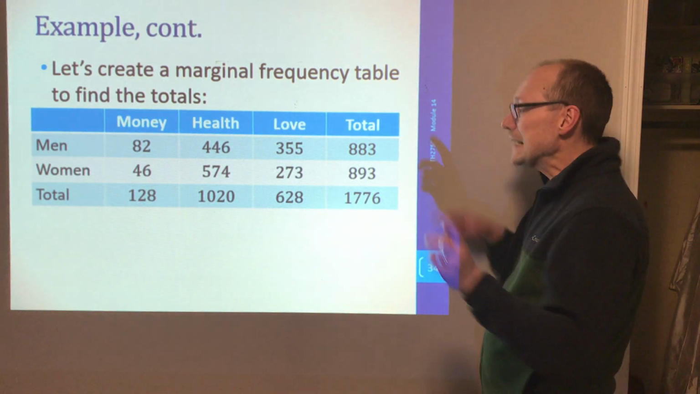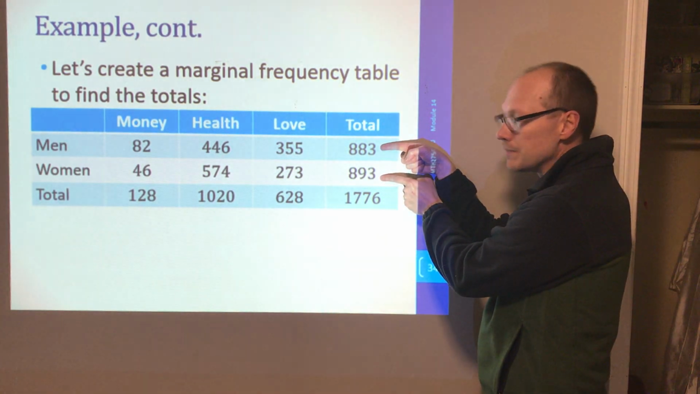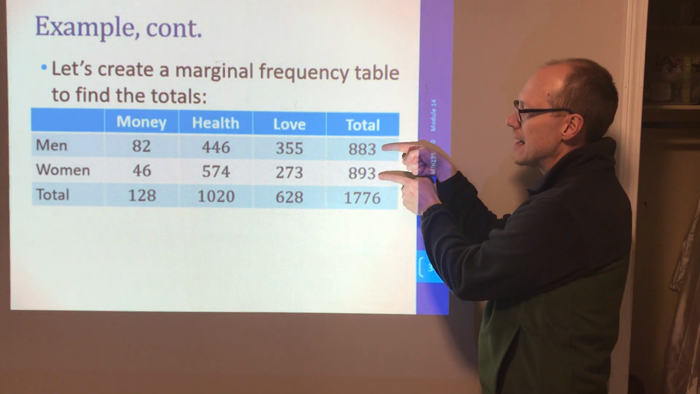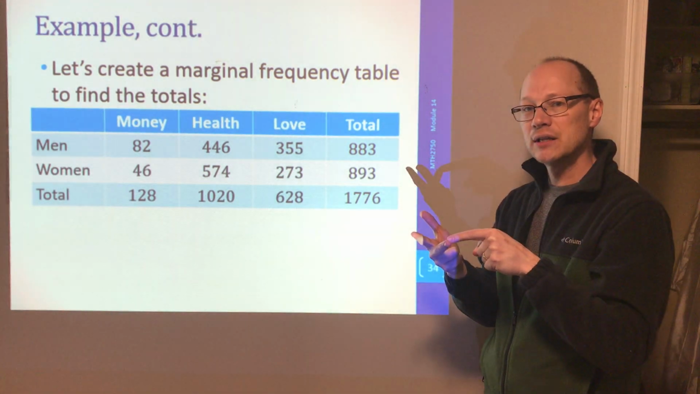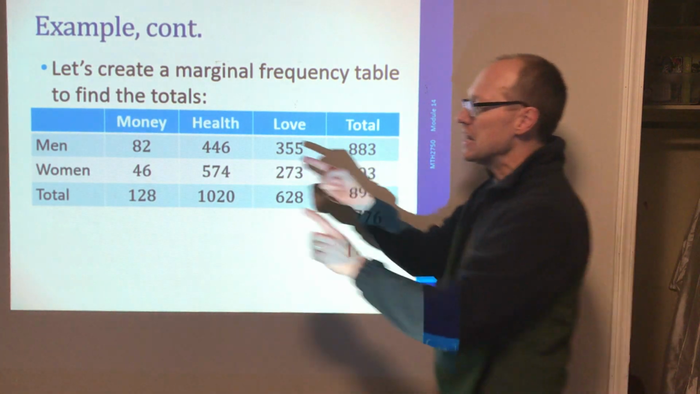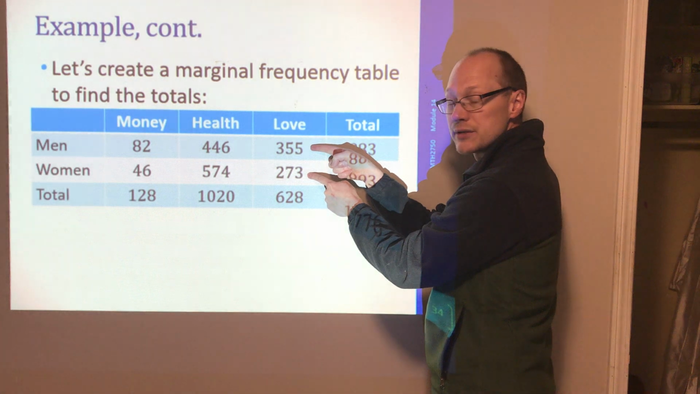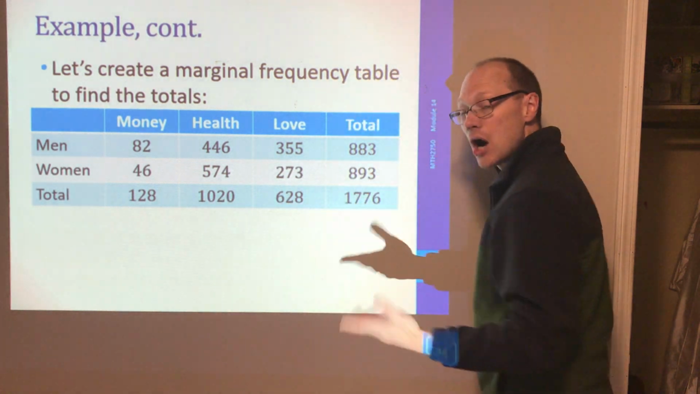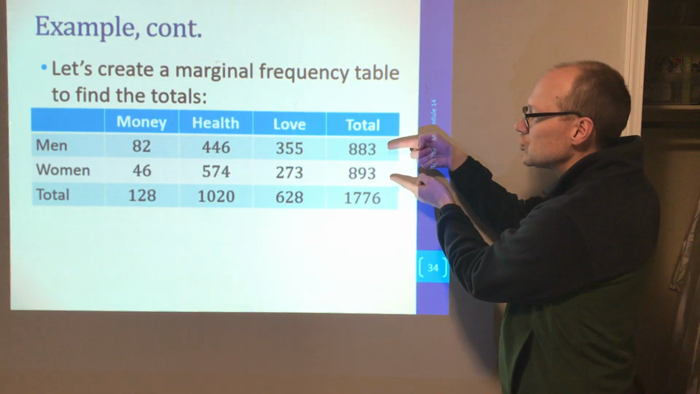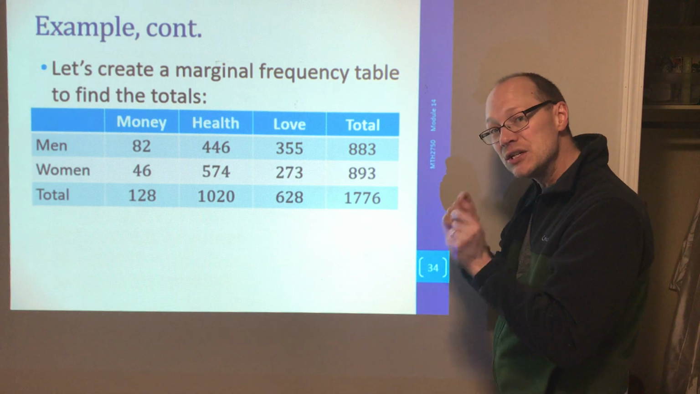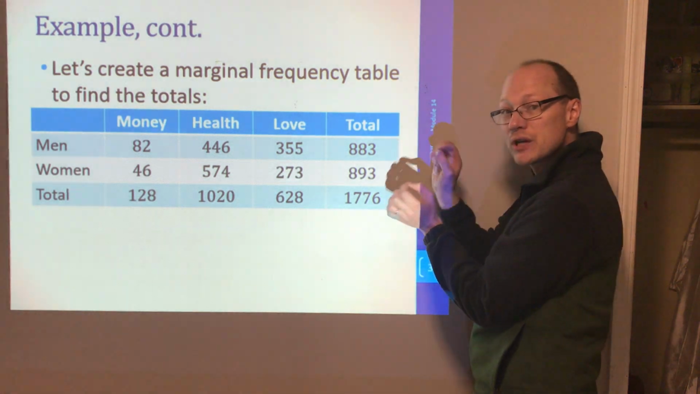So the question then, here's the thing. If there were the exact same number of men as women, and if your choice between money, health, and love were independent of gender, then these would be exactly the same, and these would be exactly the same, and these would be exactly the same. I'm not saying that the totals would be the same. There are clearly more people that prefer health than anything else. But within the two categories of men and women, if they were independent, then these would be the same. Now, these are not the same, are they? So they're going to be tweaked a little bit.